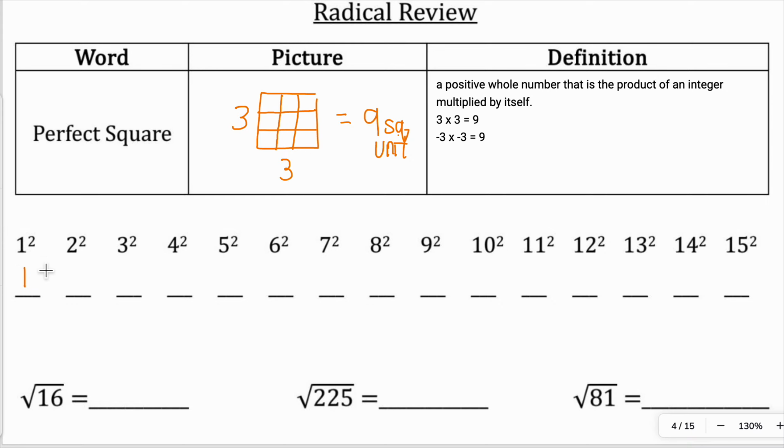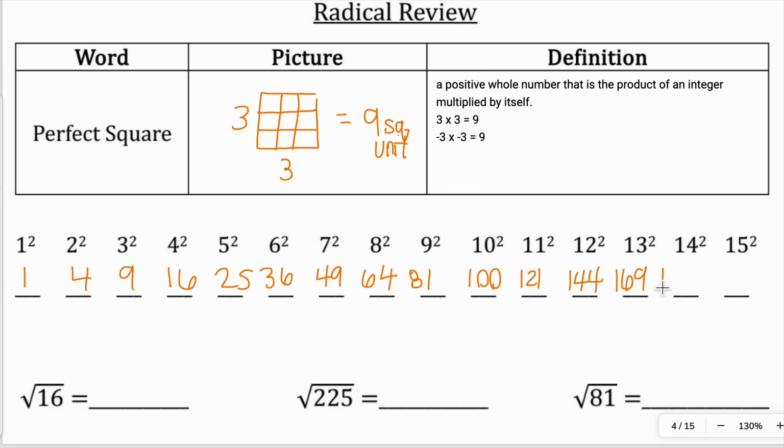So we have 1 squared is 1, which is 1 times 1. 2 times 2 is 4. 3 times 3 is 9. 4 squared is 16. 5 squared is 25. 6 squared is 36. So we should be able to do all of these in our brain. If needed, for the later ones at the end, you might need to do a little work there, but for the most part, these are all good to go.